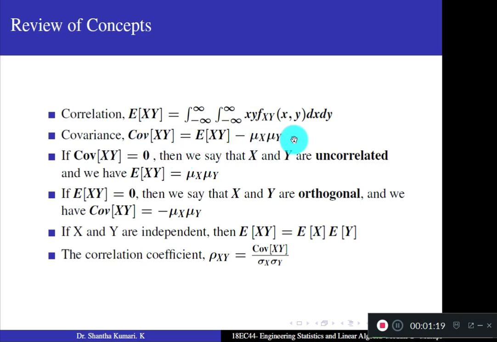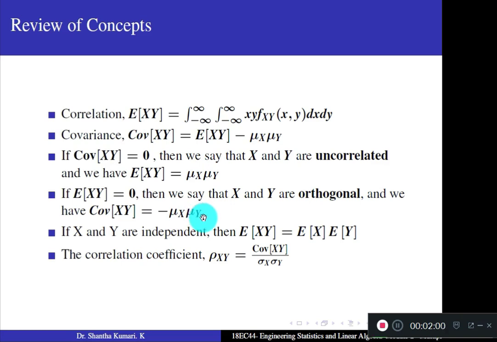If this covariance is 0, then we say that x and y are uncorrelated. In that case, expectation of xy is equal to expectation of x into expectation of y. If expectation of xy is 0, then we say that x and y are orthogonal. In that case, you get covariance of x and y equal to minus mu x into mu y.